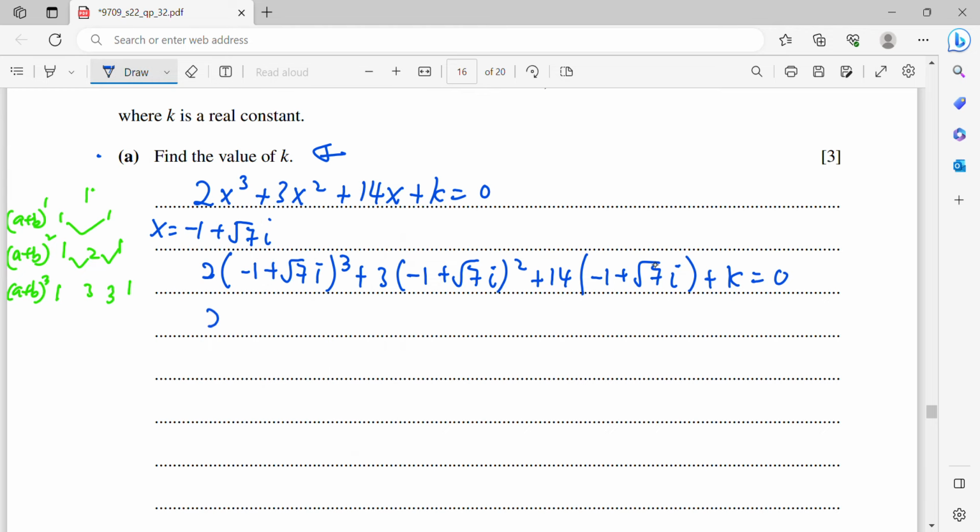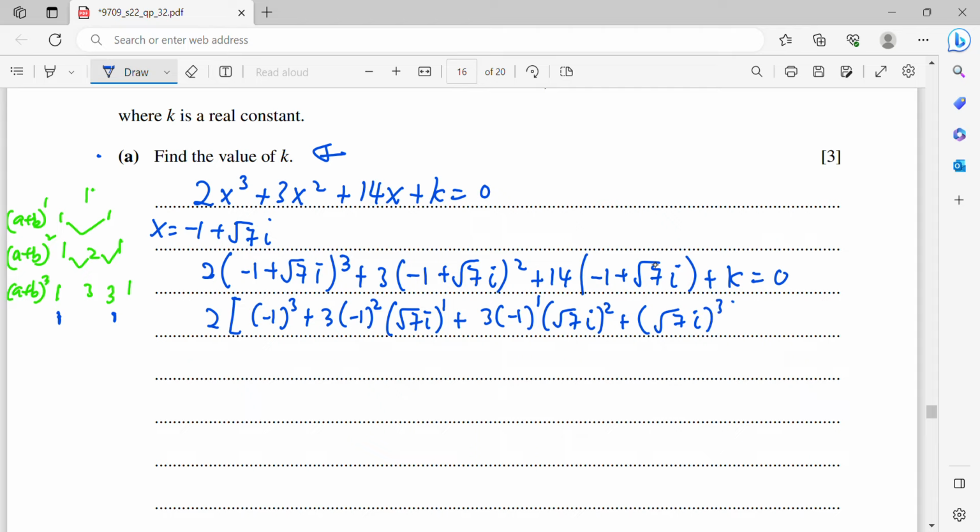So with this, I will get 2 bracket minus 1 cube because the coefficient for first term is 1. Then plus 3 bracket minus 1 squared, then square root 7i degree 1. Then the next coefficient is 3. So 3 brackets minus 1 degree 1 square root 7i degree 2 plus the last term, the coefficient is 1. So square root 7i degree 3. So that's the expansion for cube.